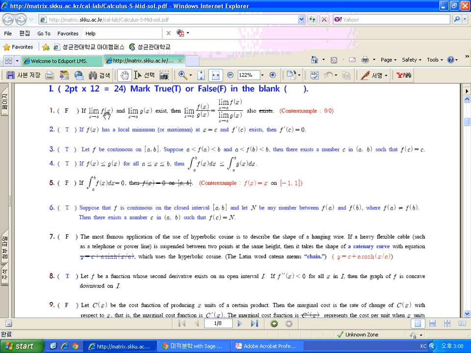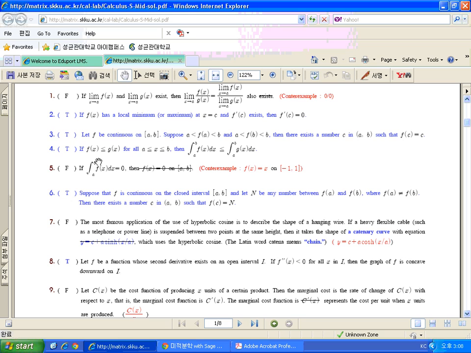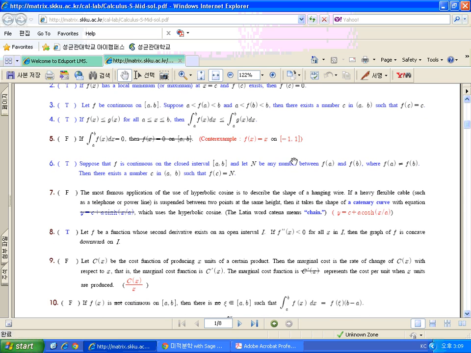And this limit exists and this limit exists, but this limit may not exist. Okay, and the others are true, but this one too. And even though the integral from a to b of f of x dx is equal to 0, we cannot tell f of x must be 0 because we have also a counterexample such as f of x is equal to x on minus 1 to 1. This is not a 0 function, but still the integral of x dx from minus 1 to 1 is 0.